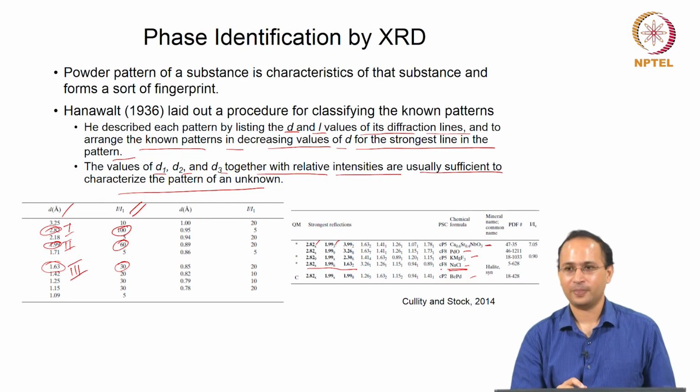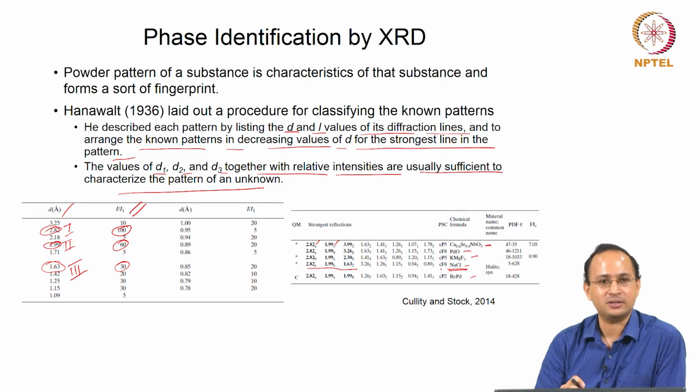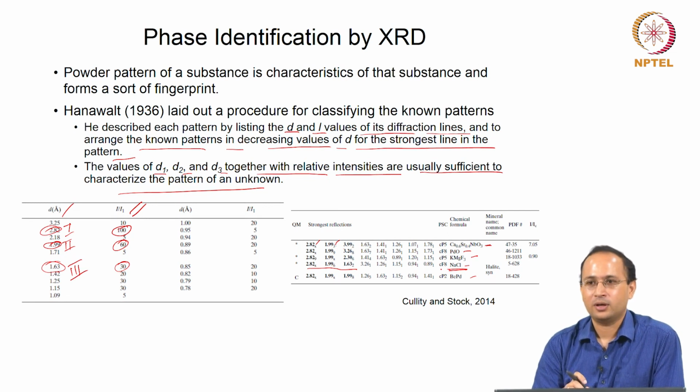So typically, in most cases, if you check for 3 strongest lines, you will be able to identify the phase. So he laid out this procedure: the 3 strongest lines will help you with the identification of the phase. Is it clear?